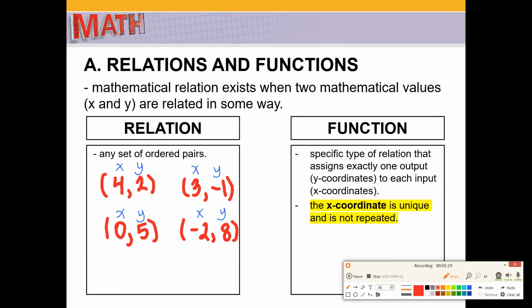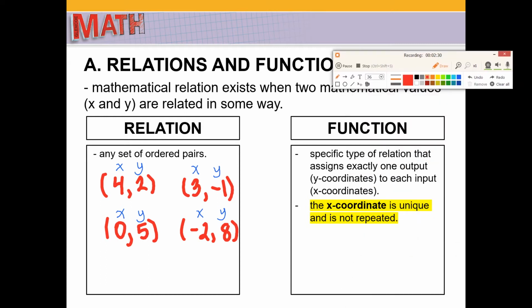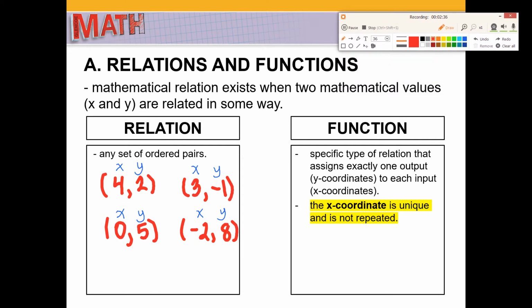Now let's focus on function. A function is a specific type of relation that assigns exactly one output, or y coordinate, to each input, or x coordinate. So the most important thing that you have to remember in this part is the definition of input and output. Again, when we say input, these are the x values or the x coordinates, and output, these are your y values or the y coordinates.